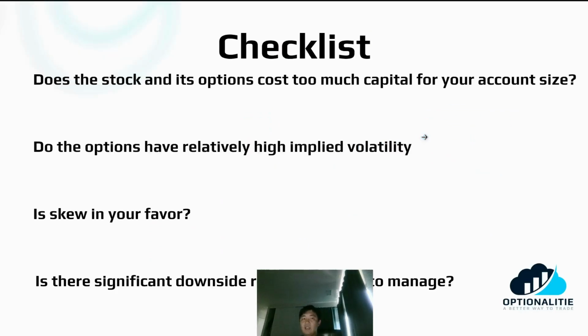So let's go through the checklist. Question number 1, is the cost of stock and options too expensive for your account size and or what you're trying to express? If the answer is yes, then do options have relatively high implied volatility? This one is not as much of a requirement, but the next one really is: skew in your favor. Are you buying an option that is cheaper and selling an option that is more expensive? Are you buying low and selling high? And lastly, is there significant downside risk that is hard to manage?